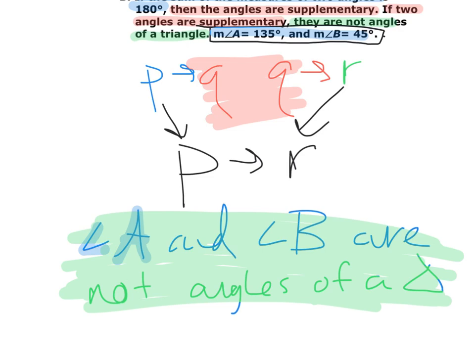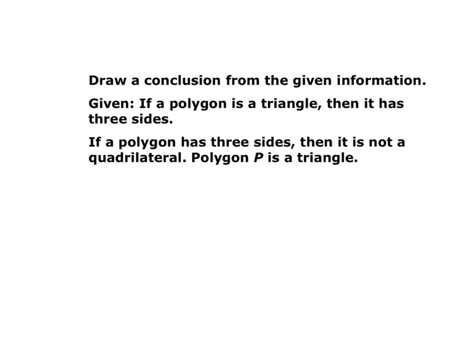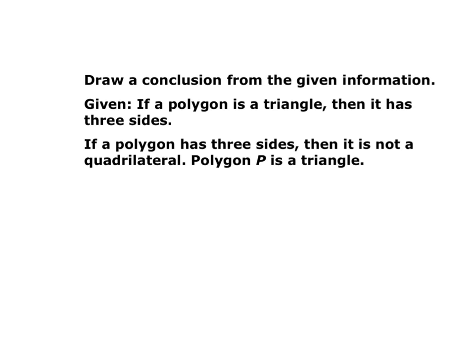Okay, let's look at another example. If a polygon is a triangle, then it has 3 sides. So what's our P? The polygon is a triangle. What's our Q? Then it has 3 sides. So we have P, then Q. Let's look at the next sentence. If a polygon has 3 sides, we've seen this before. So this one would be our Q.